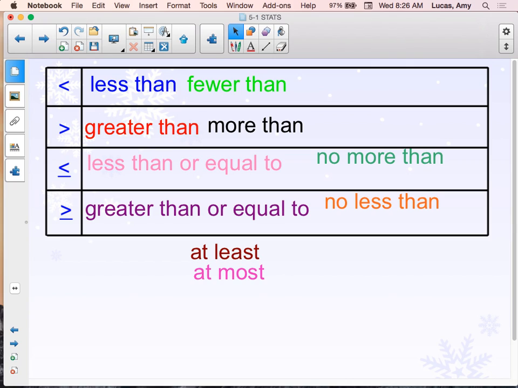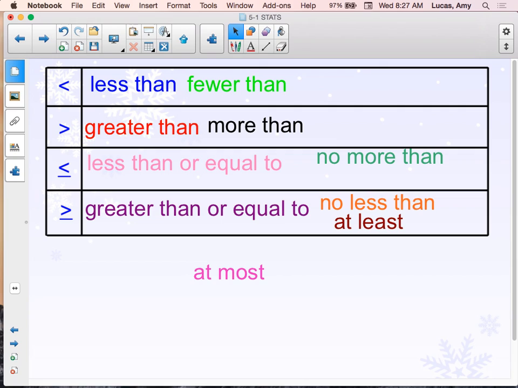That means that I've got 5 or more. So at least would go here, greater than or equal to. You see the word less and you see the word least on these two over here, and it draws you to the less than symbols, and it's not. You've got to think about it. The words are pretty tricky here.